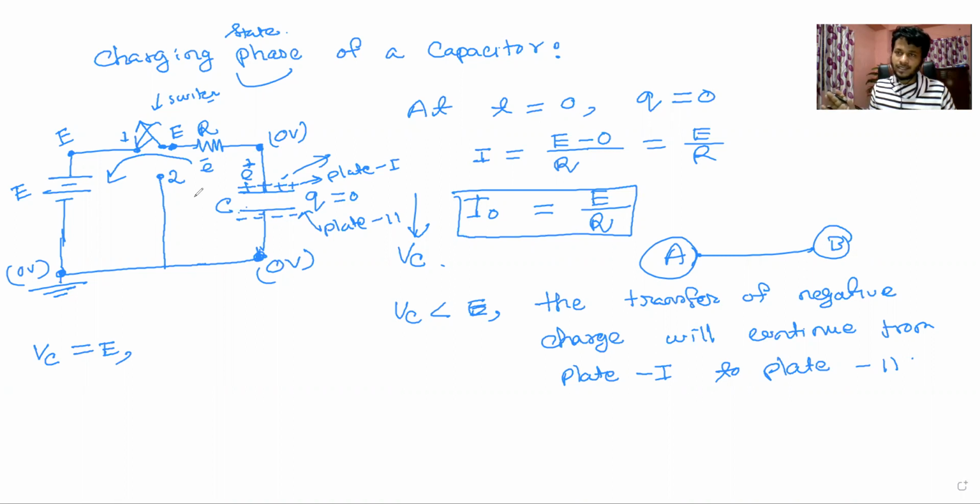And I think you will agree with me that of course over time the potential across this capacitor will increase, isn't it? Initially the voltage across this capacitor was 0 volt, but over time the voltage across this capacitor will increase. Why? Because the equation of Vc is Q by C, isn't it? C is a fixed value.